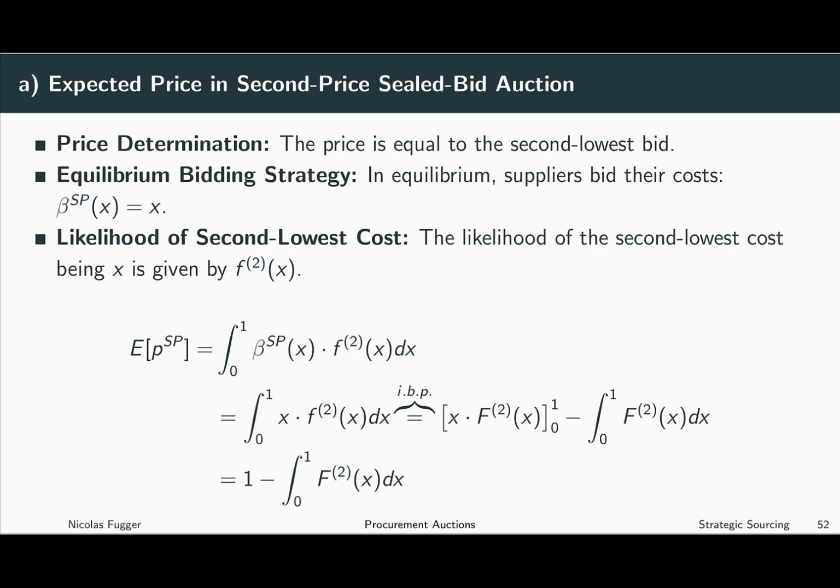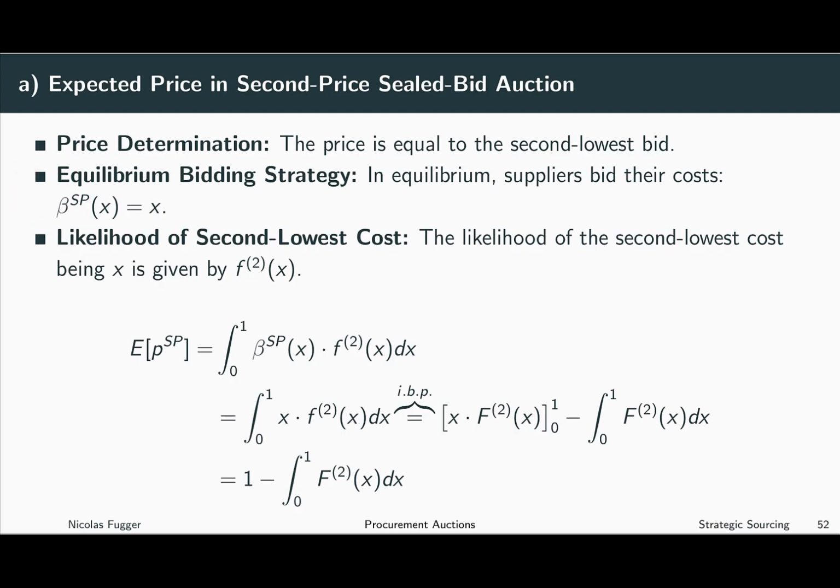In this video, we want to derive the expected price in a second price sealed bid auction. To do so, let us first have a short recap. The pricing rule in a second price sealed bid auction is that the price is equal to the second lowest bid. Furthermore, we know that in equilibrium, suppliers should place a bid that is just equal to their cost.